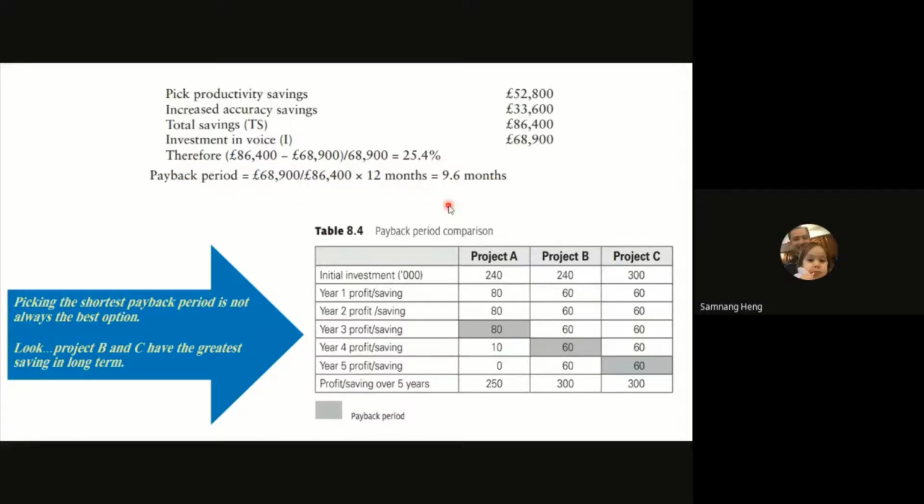Could you tell me what is 9.6 months? 9.6 months is a payback period. After we make the investment, we spend the money on the investment, and this is the period that we have to cover the price of the investment that we spent.